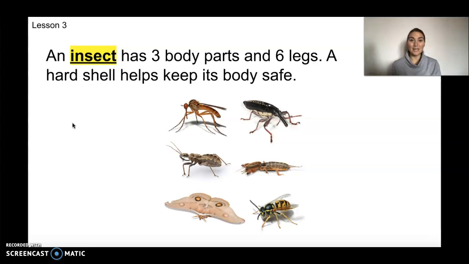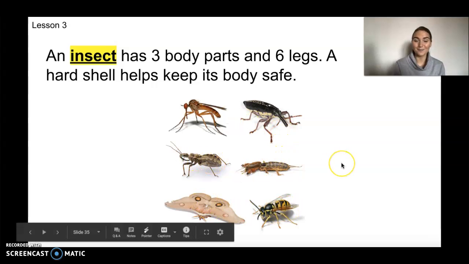Our last group is called insects. An insect has 3 body parts and 6 legs. It also has a hard shell to keep its body safe. If we look closely at these insects, boys and girls, you can see 1, 2, 3 body parts, and each insect only has 6 legs. Do you see the hard shells on these insects?